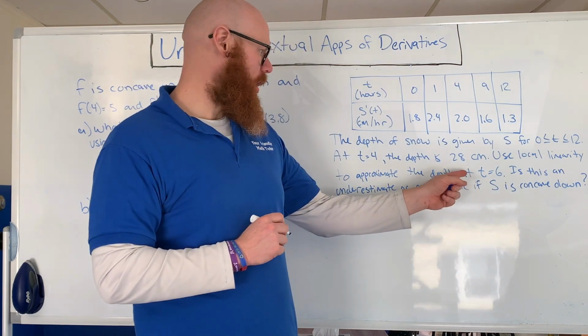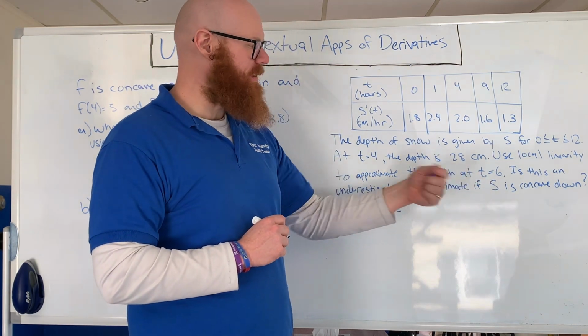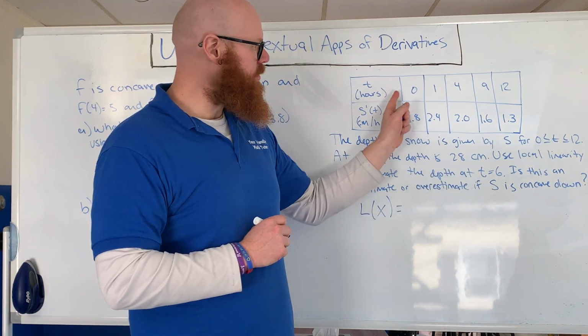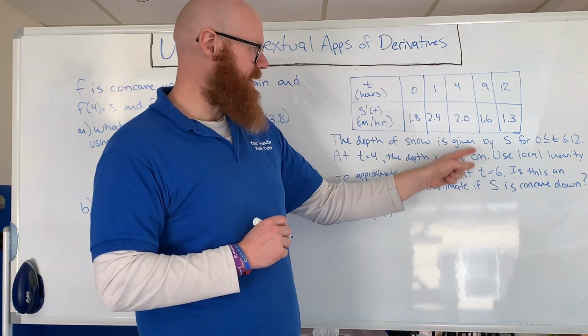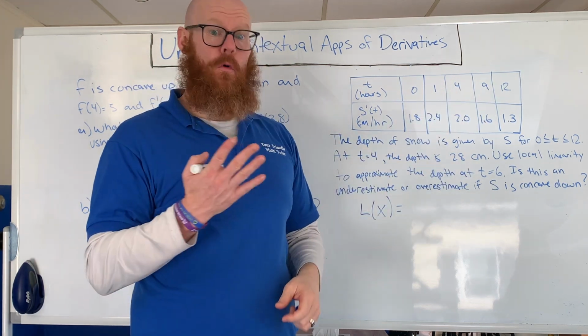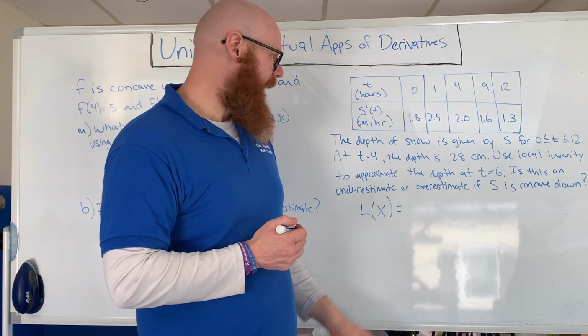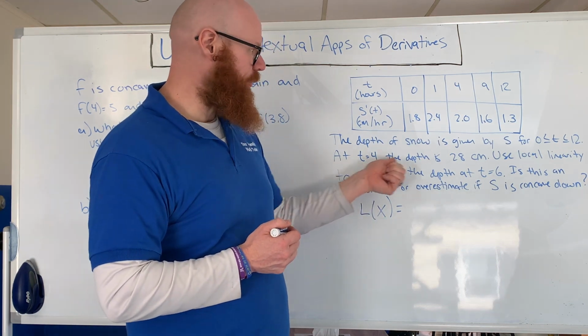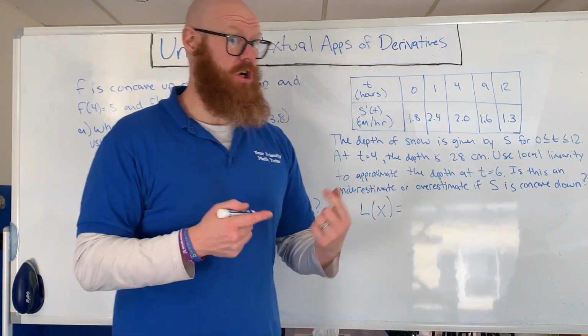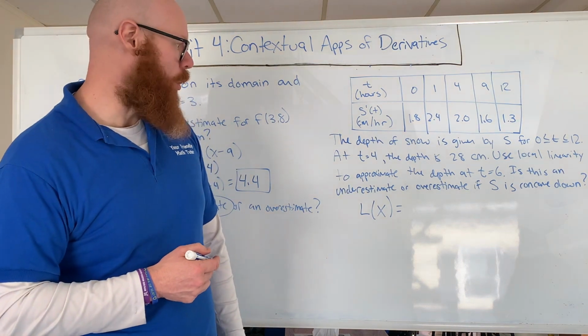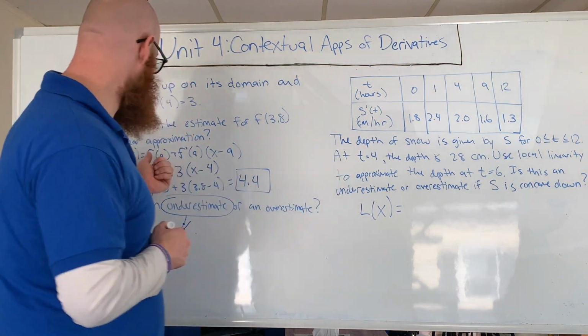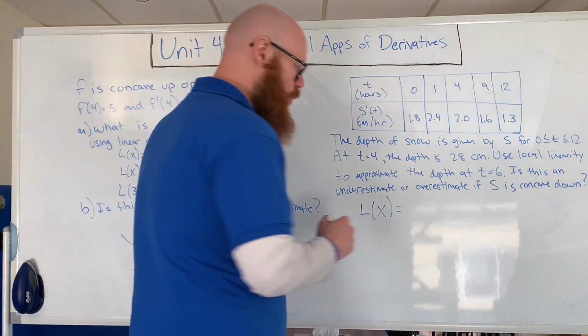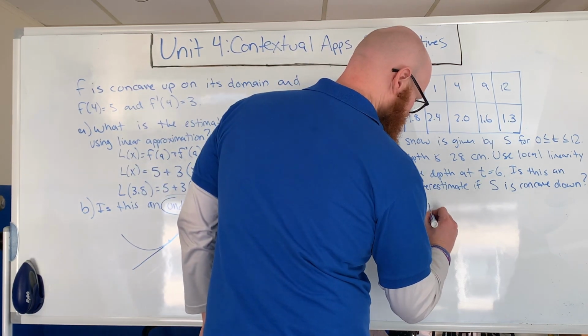So if we want to estimate this at t equals 6, the closest value on the table to 6 is going to be 4. So 4 is what we're going to use. And they tell us right here at t equals 4, the depth is 28 centimeters. So there's a couple clues there to use 4. So f of a is just f of 4. So that's 28 centimeters here.